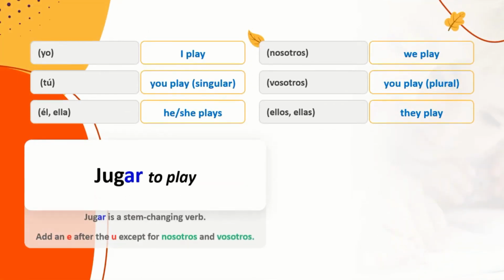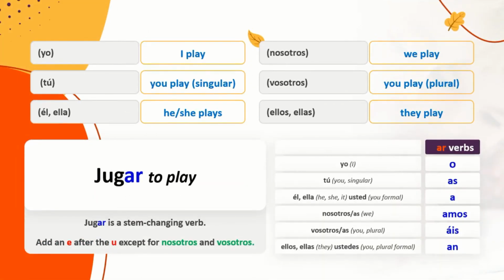Muy bien, continuamos. We can use hacer to talk about what sports you do, but we need jugar, to play, to talk about sports you play. Jugar is a stem-changing verb. The stem of the verb is what is left when you remove the infinitive ending, AR, ER, or IR. Instead of starting with jug, we add an E after the U. This means our starting point to conjugate this verb is jueg, or J-U-E-G. You now just add the endings as you would for any regular AR verb, except for nosotros and vosotros.